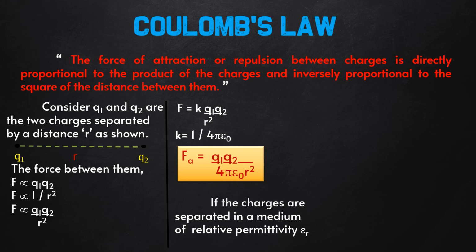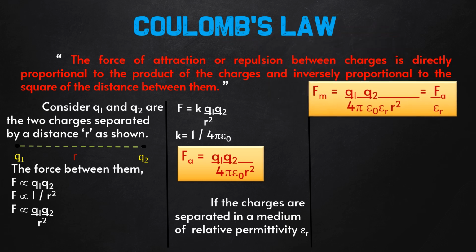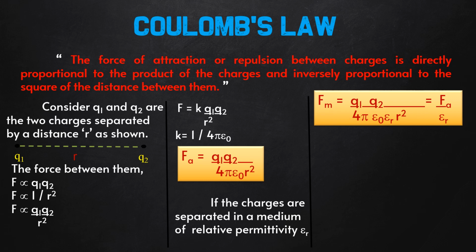If the same two charges are separated in a medium of relative permittivity epsilon r, then the force becomes F is equal to Q1 Q2 by 4 pi epsilon naught epsilon r into r square. But the permittivity of a medium is nothing but the product of permittivity of free space and relative permittivity. So epsilon naught and epsilon r are replaced by epsilon. Therefore, the expression for the force between the two charges is F is equal to Q1 Q2 by 4 pi epsilon r square.